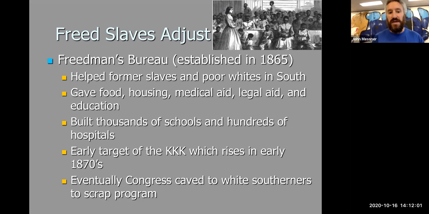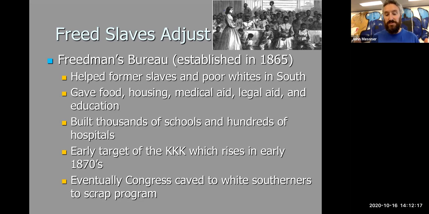And what they do is they help former slaves, and they also don't just help Blacks, but also poor whites in the South who have been ravaged by the Civil War, giving them food and housing, medical aid, and they build hundreds of hospitals. They give legal aid.